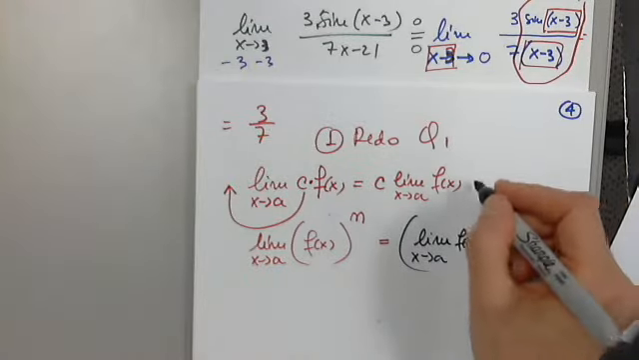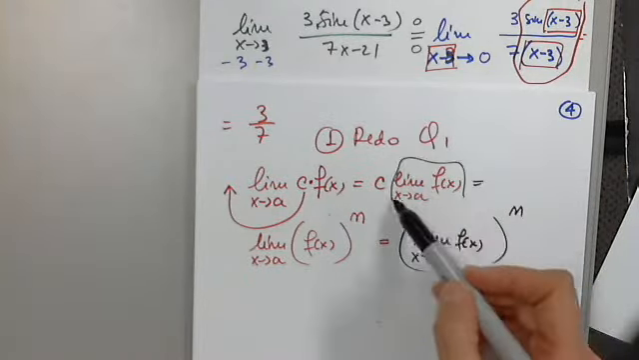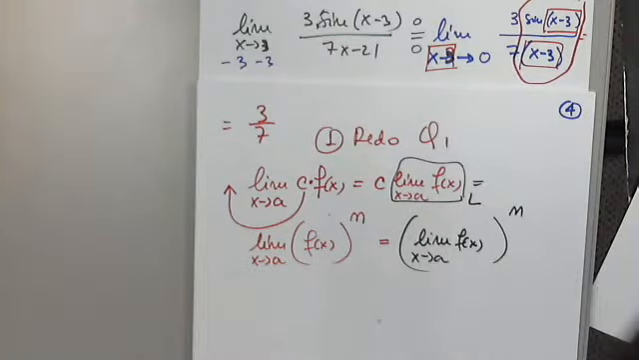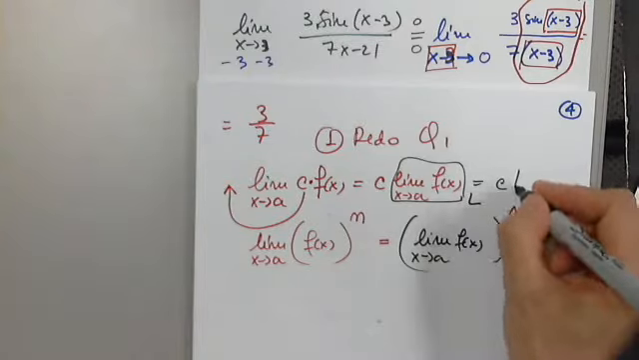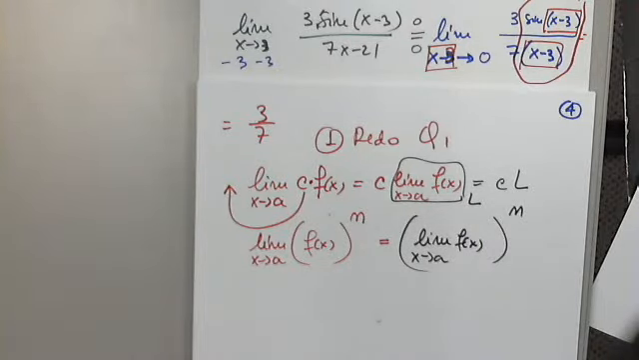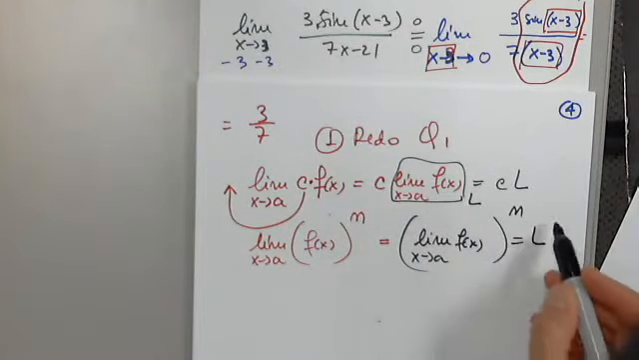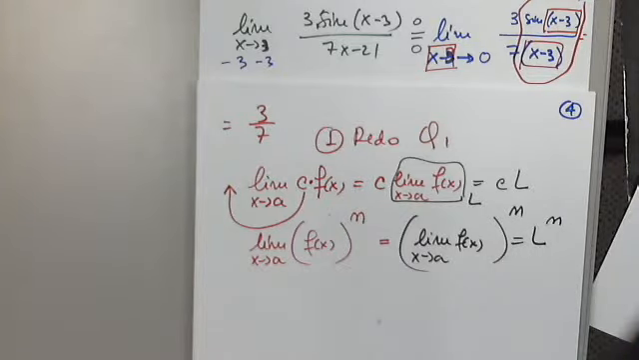And maybe here I should just remind you that we denoted this limit by a number or a letter L, and this is C times L. So this inside is L, so obviously this will be L raised to the nth power. Remember, a limit exists only if it's a number, not infinity.